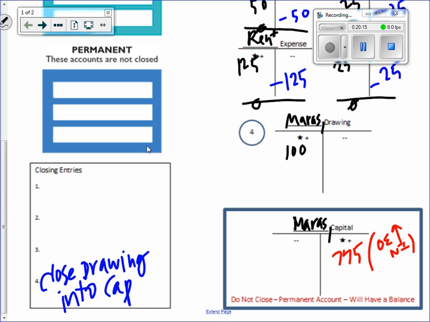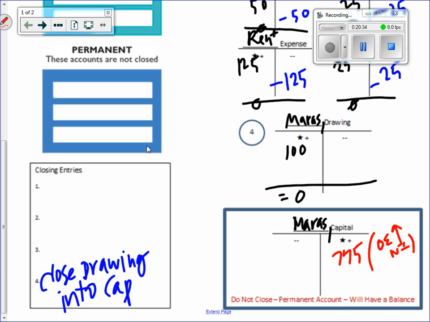Mars was sitting there with a $100 balance. They had taken $100 out for the year, okay? To close something means we zero it. So we want it to equal 0. Are we going to debit or credit for $100 to get that to equal 0?